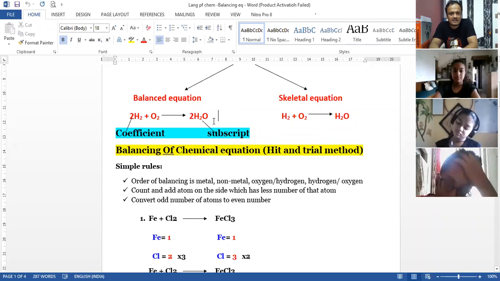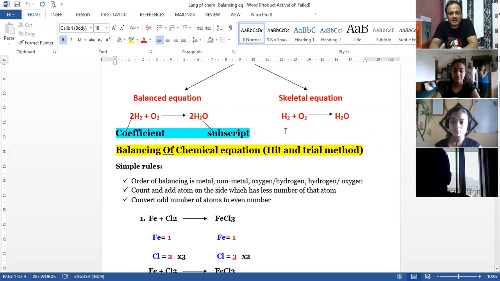In order to balance this, if I write H2O2 instead of 2H2O, I'll be getting hydrogen peroxide instead of water. We don't want new compounds to be formed while balancing equations. So this has to be kept in your mind, that subscripts cannot be changed.